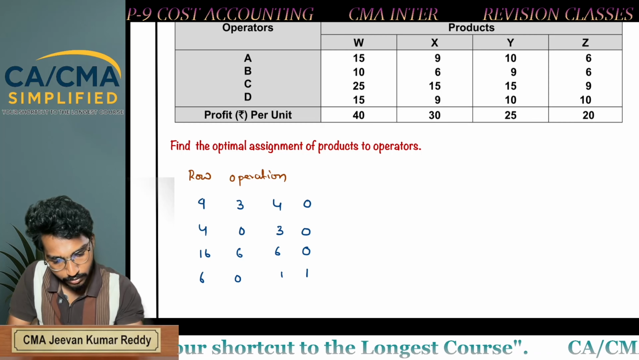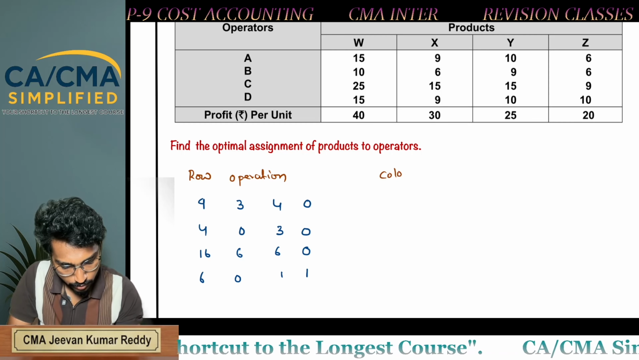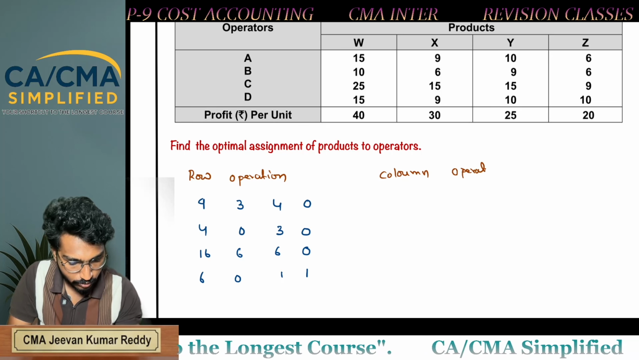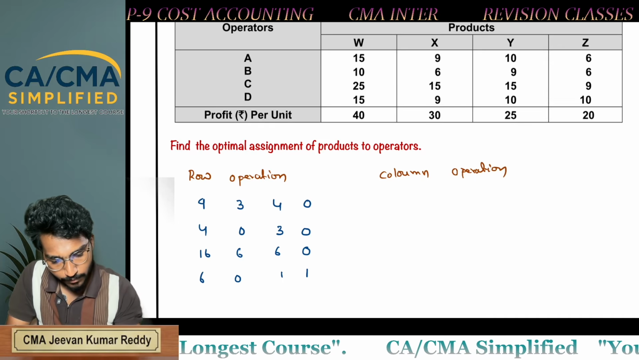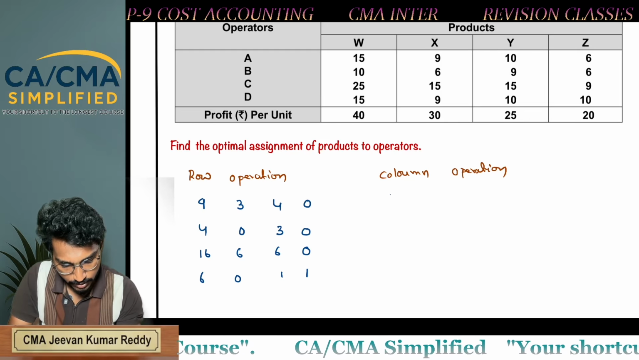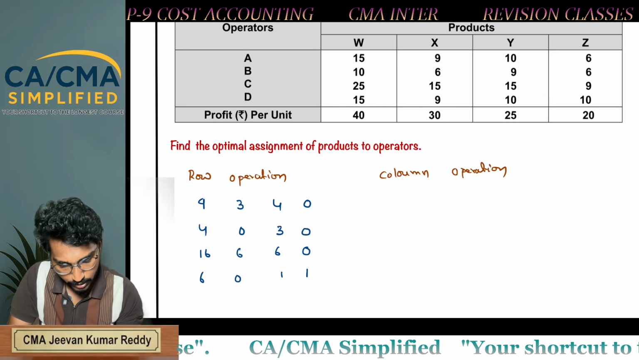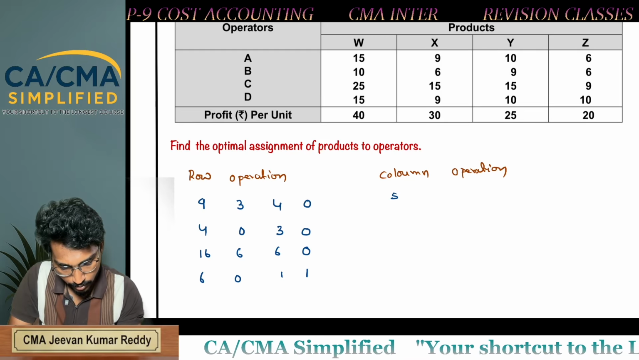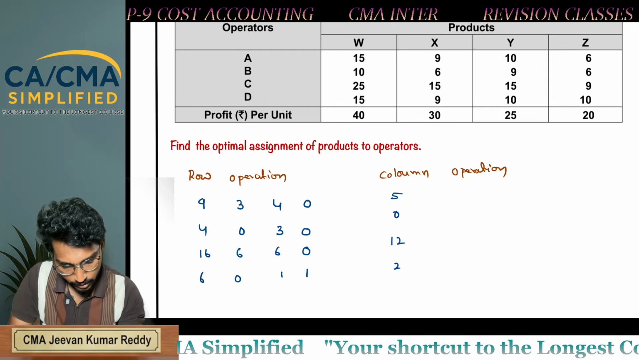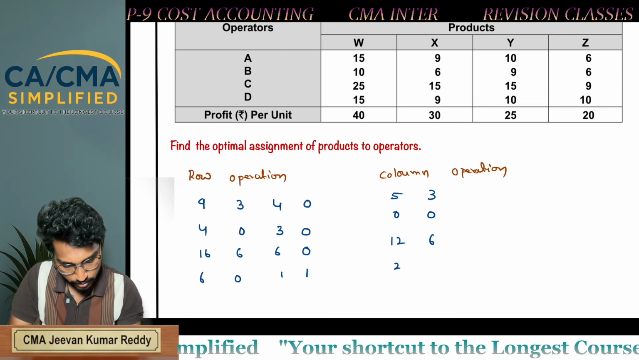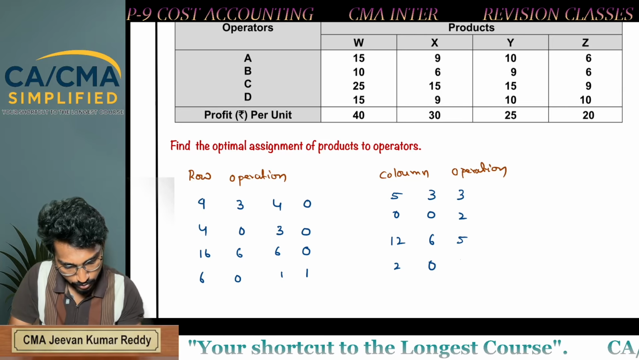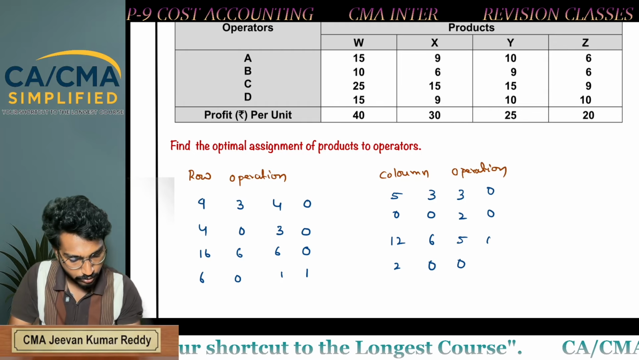Next column operation. Now column operation. So what is the lowest number in first column? 6. That means 9 minus 6, 3. Sorry, what is the lowest number? 4. That is 9 minus 4, 4, 5, 0, 12, 2. Next 3, 0, 6, 0. Next lowest number 4. 3, 2, 5, 0, 0, 0, 0, 1.